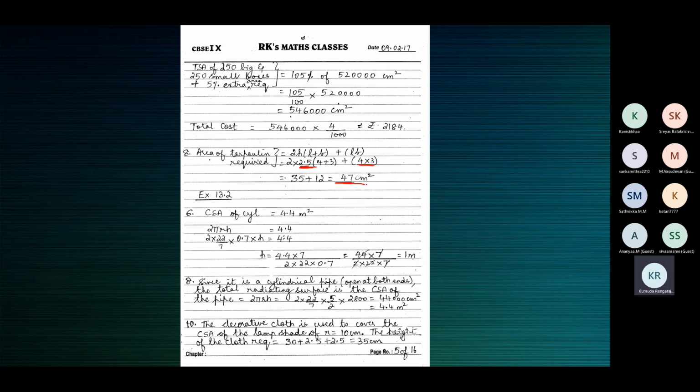All right, children, with this we finished the first exercise in your textbook, exercise 13.1. We'll do the examples in the next class. Please come prepared for a test in the next class on Saturday.